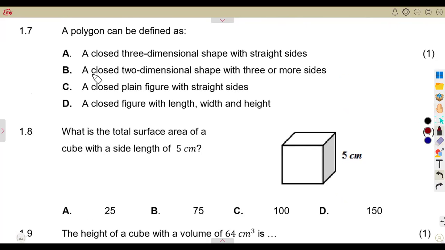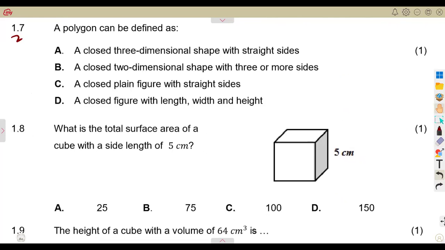Then let's check 1.7. A polygon can be defined as what? How do you define a polygon? A closed three-dimensional shape with straight lines. It is just supposed to be a closed figure that you consider. A closed plane figure with straight lines. This is what we understand. So the answer there was supposed to be C.